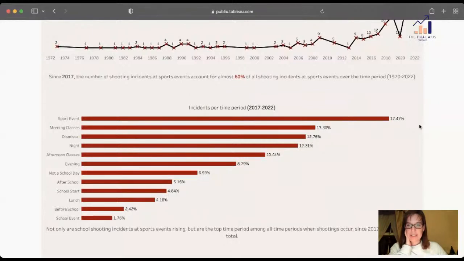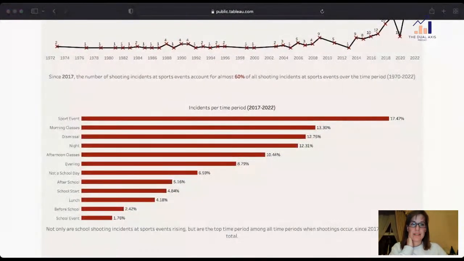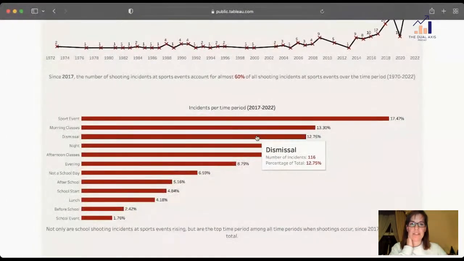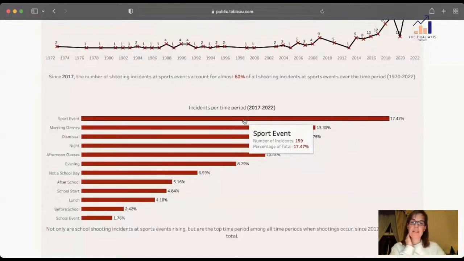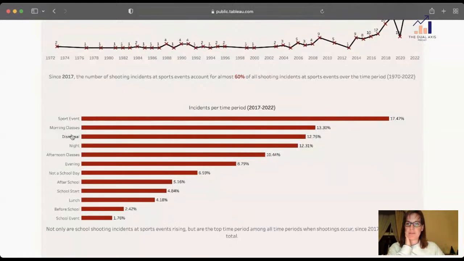Now what I don't understand is, oh, okay, so sport event is now one of the categories of the different types of events or time periods. I would make that a bit clearer, that you are comparing sport events to the other bits of school life where shootings have happened. And maybe you could do that with color. So maybe all the other bars are a lighter shade of this red, or maybe they're gray or something. And yeah, I would see if you can make the sport event pop out more, because currently they're all competing for my attention. It's the longest bar, but I'm like, sport event, morning class, evening, not a school day, lunch. Like, what am I looking at here? Because it just tells me it's looking at the incidents per time period.